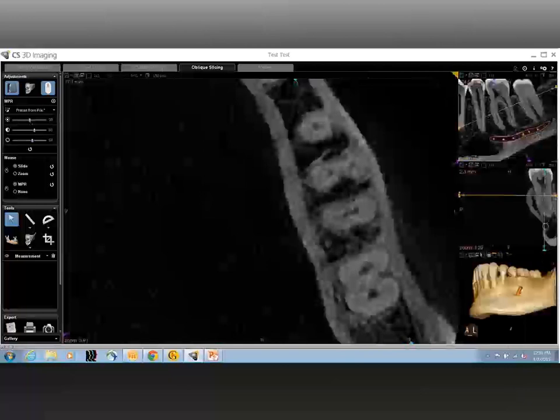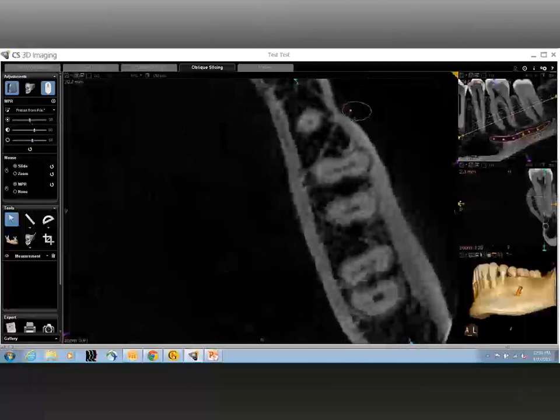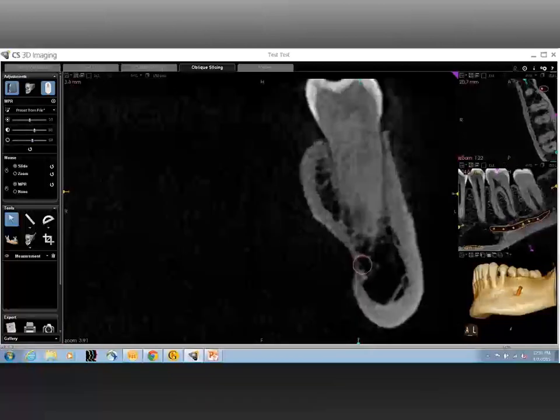Now, if you're looking at the PDL space, you can check for the integrity of the periodontal space, the lamina dura, and any breaks in the lamina dura that you can see in the apical region, which could imply a diseased tooth. So you are able to visualize that area and identify if there are any changes in the shape of the PDL space and the lamina dura and its relationship to other anatomical structures.